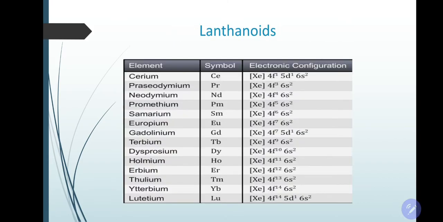Now lanthanide, they start from cerium. That is, the first one is lanthanum, then cerium till lutetium. So you can see as you gradually go by series, the number of electron in F block will increase.